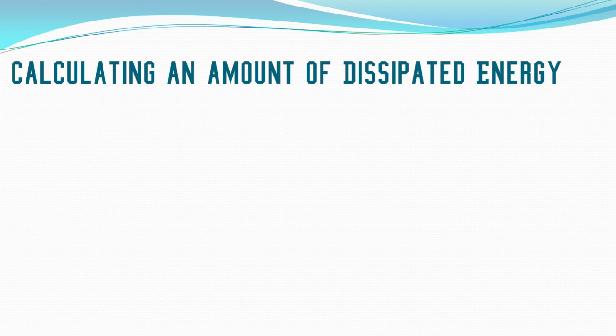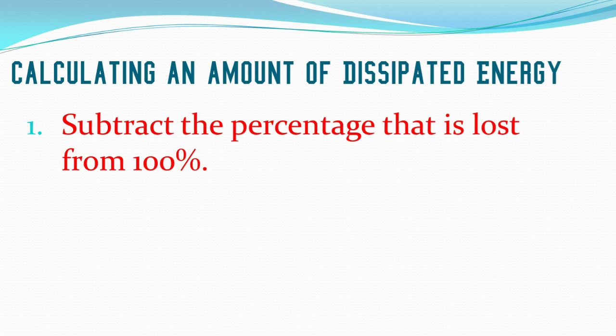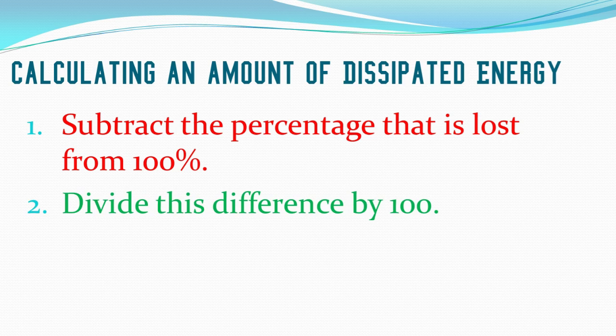Instead of knowing what percent of the energy is transformed into something useful like elastic energy, sometimes you'll be told what percentage of the energy is transformed into dissipated energy. We can use this information to find how much energy we still have that's useful, that hasn't been dissipated. To complete a problem like this, start by subtracting the percentage that is lost from 100%. Because it's lost, we're subtracting it from the total amount of energy, or 100% of the energy. Divide this difference by 100. It's a percentage right now. We need to turn it into a decimal.